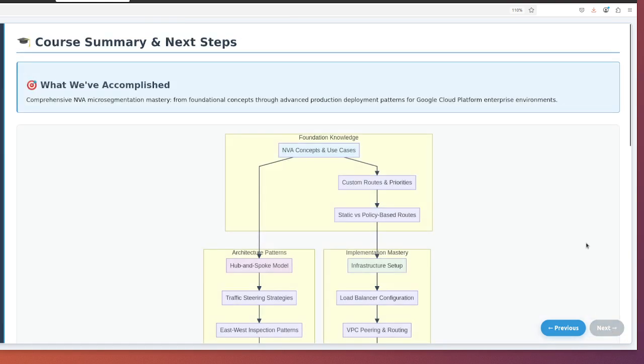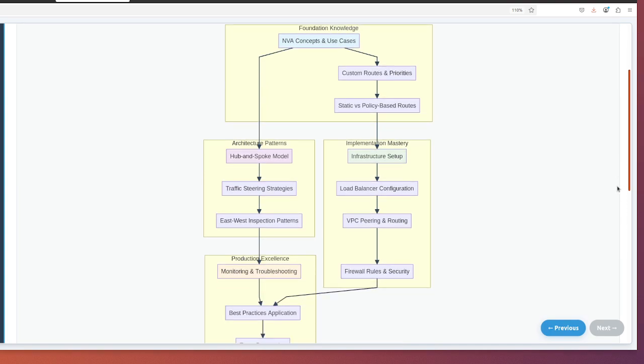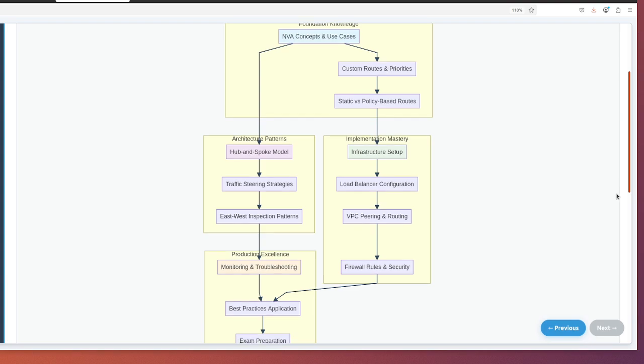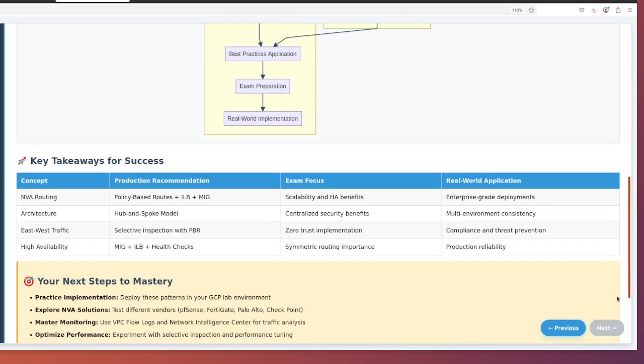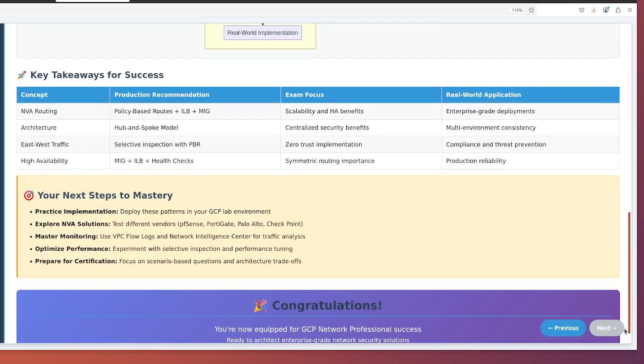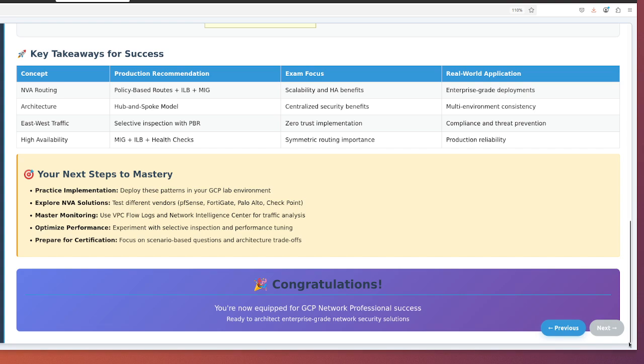Course summary and next steps. We've covered comprehensive NVIDIA microsegmentation strategies for Google Cloud Platform, progressing from fundamental concepts to advanced production deployment patterns. This knowledge directly applies to both the GCP Network Professional Exam and real-world enterprise implementations. The foundation we built starts with understanding why NVAs are necessary, providing advanced security capabilities that native GCP services can't deliver.